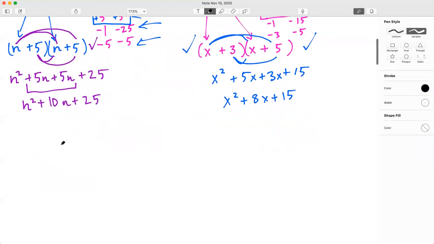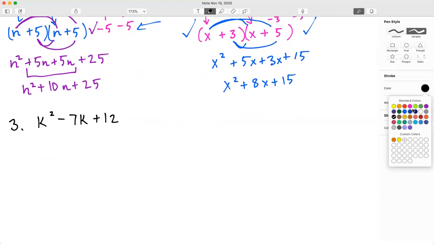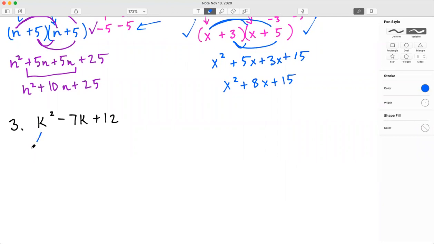Third one. k squared minus 7k plus 12. Okay. Let's separate the first term into factors. Separate the last term into factors.